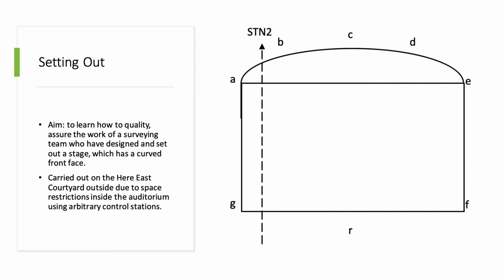The next task is a setting out task, the aim of which was to learn how to quality assure the work of surveying team who have designed and set out a stage which has a curved front face. It was carried out on the Here East courtyard outside due to space restrictions inside the auditorium using arbitrary control stations. The stage that has been set out used 2 known control points, Station 1 and Station 2, and consists of 8 points that have been set out.